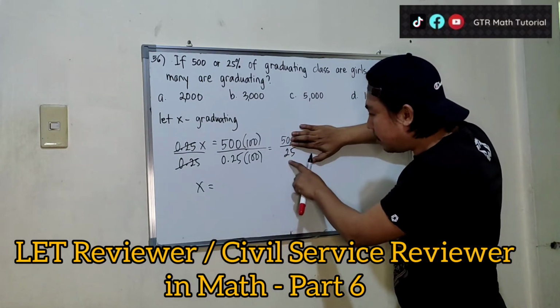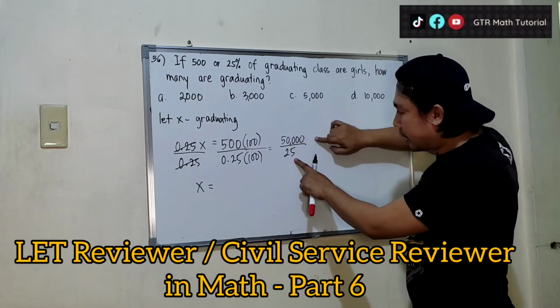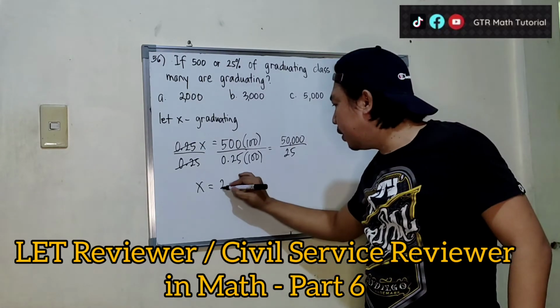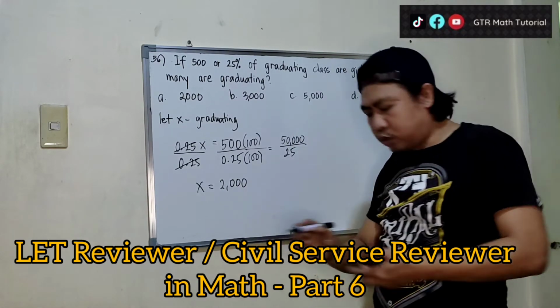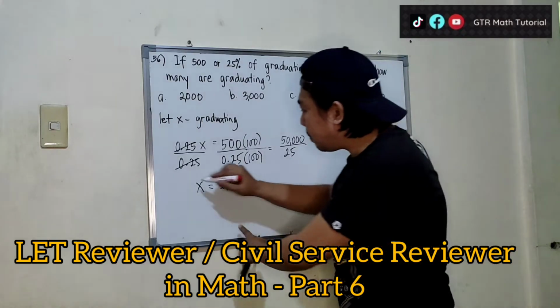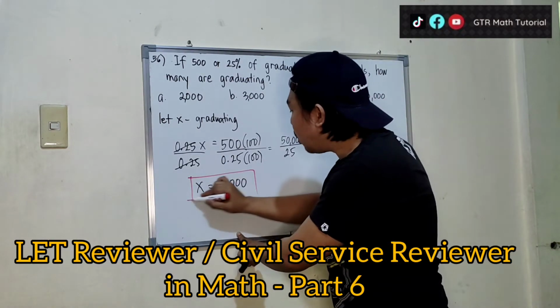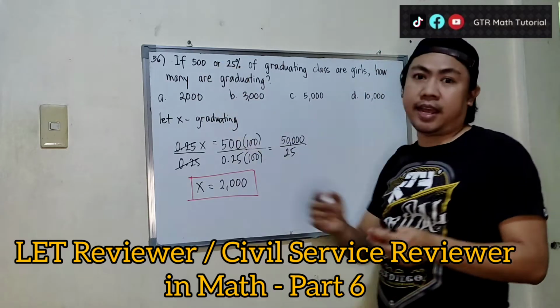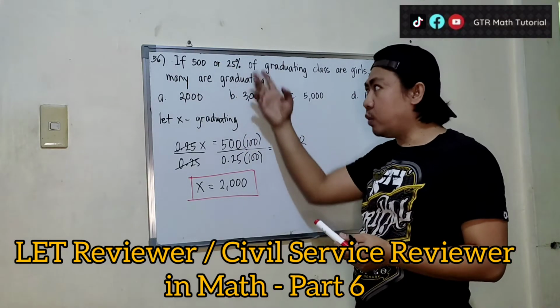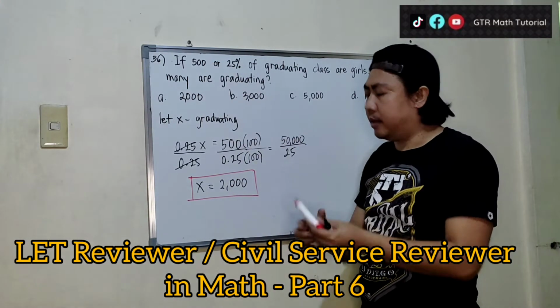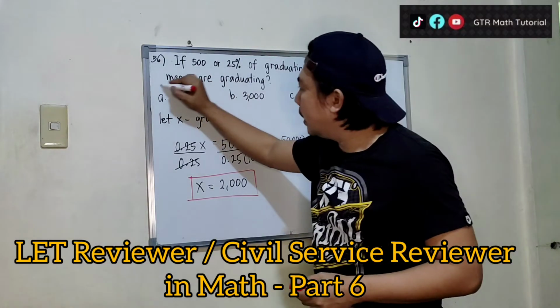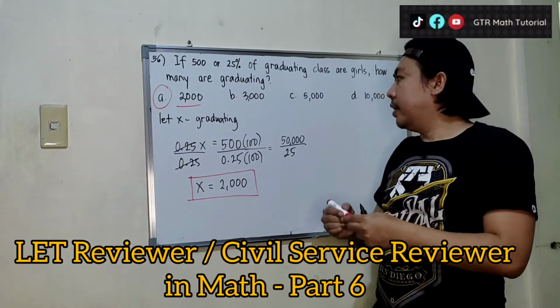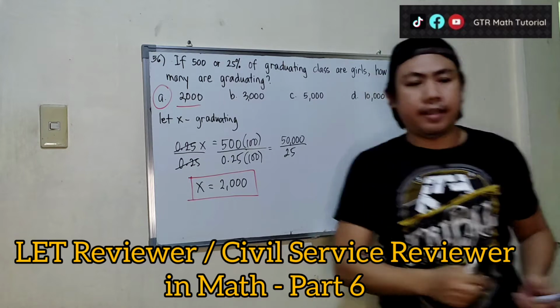Ilan yan? 50 divided by 25. So, that is 2. Then, copy yung tatlong 0. So, therefore, we have 2,000. Okay, so 25% ng 2,000 is 500. Diba? 25% is 1/4. So, 1/4 ng 2,000 is 500. So, the correct answer is letter A. Okay, so next number, 57.